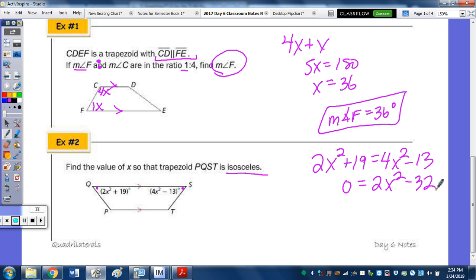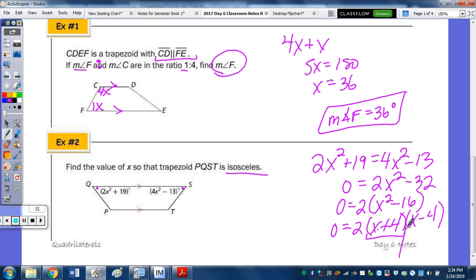So of the binomial, I'm going to factor out a greatest common factor of 2 first. So it's 2 times x squared minus 16. And then I'm going to factor the binomial x squared minus 16. Your teacher may have called this DOTS, or the difference of two perfect squares. When you factor a binomial where both of the terms are perfect squares separated by subtraction, it's going to be x plus 4, x minus 4. So the two roots for this factor, we have x equals negative 4, and then x equals 4.